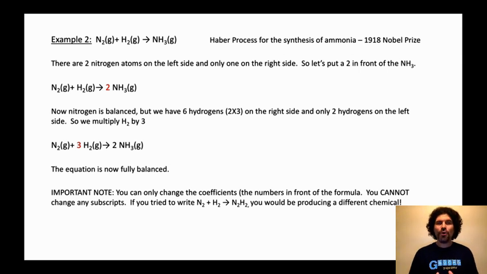I want to put one word of caution at this point, and that is when you're balancing equations, you can only change the coefficients. Those are the numbers in front of the formula. We can add 2's and 3's before the formula. You cannot change any of the subscripts. So for example, if a student tried to balance this by saying N2 plus H2 gives you N2H2, you're no longer forming NH3. You're no longer forming ammonia. You would actually be producing a different chemical. So don't ever touch the subscripts when you're balancing an equation.